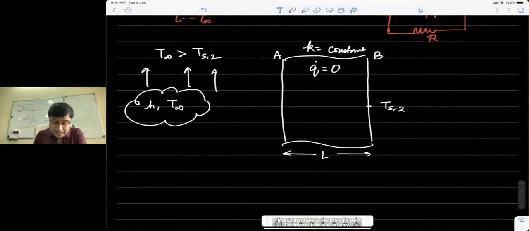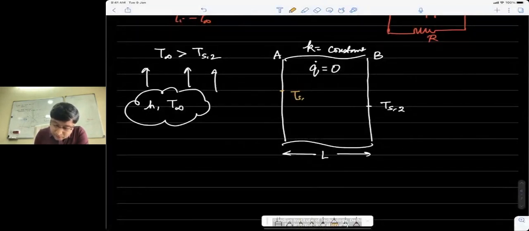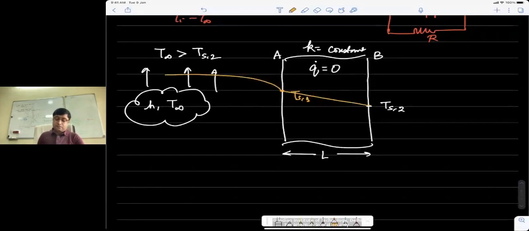So what you expect at steady state is, if I draw the temperature profile, and let's say TS1 is the temperature here on this surface, we will have a temperature profile which would look something like this. So this is going to T infinity. From T infinity it goes to TS1. From TS1 it goes to TS2.